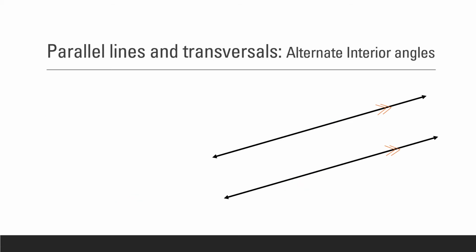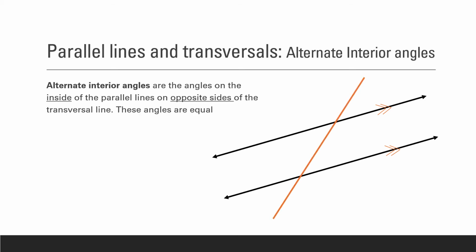The second property of parallel lines and transversals is called alternate interior angles. So again, here's my transversal. And the property says that alternate interior angles are the angles on the inside of the parallel lines on opposite sides of the transversal line. These angles are equal to each other. So what does that look like and what does it mean? Well, we can see that angle C and angle F are inside the parallel lines, but on the opposite sides of that transversal line. That means that angle C and angle F are equal to each other.